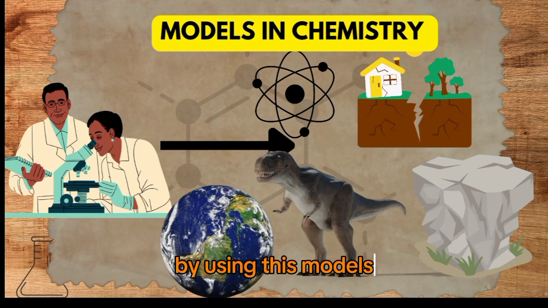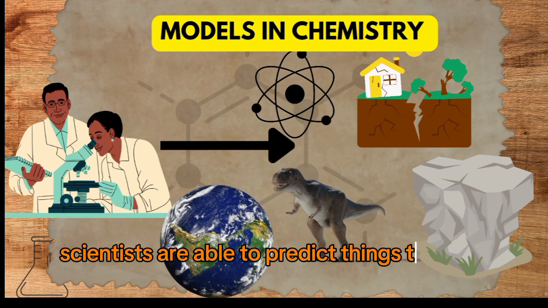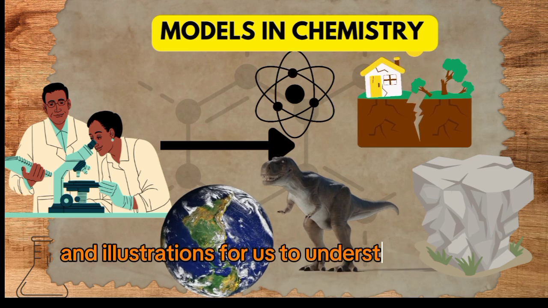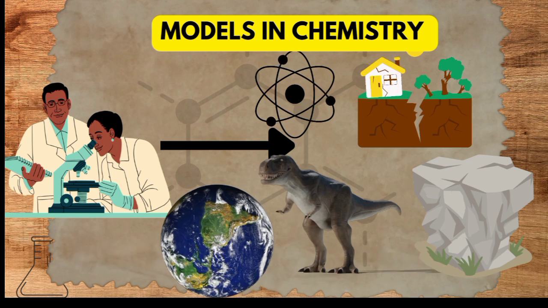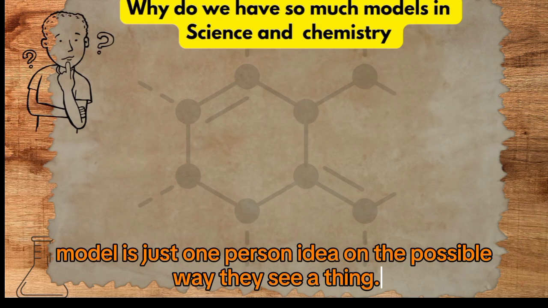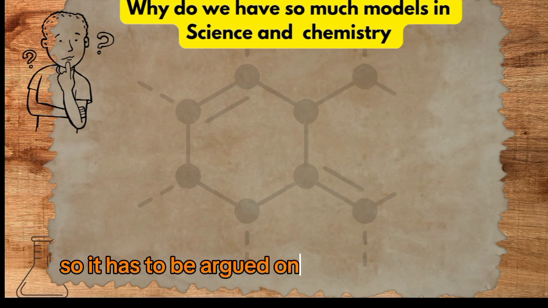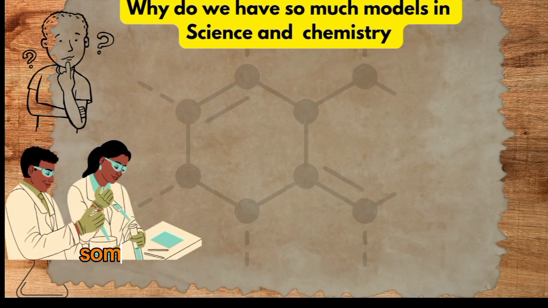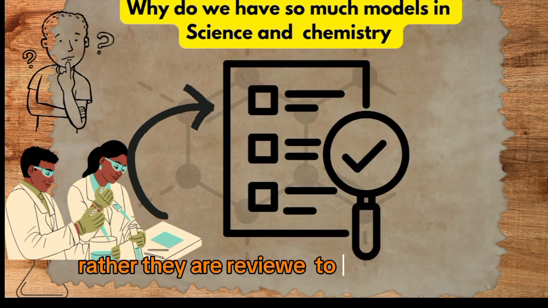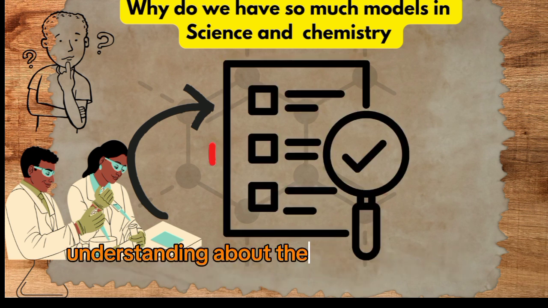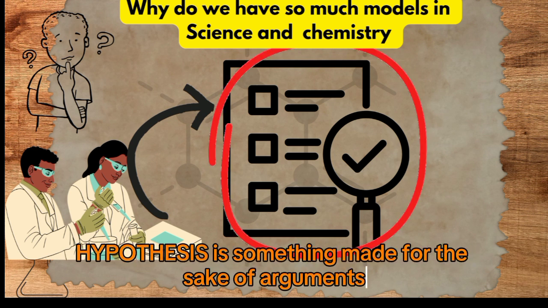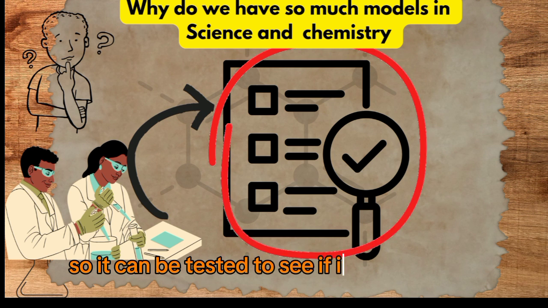By using these models, scientists are able to predict things through charts, pictures, diagrams, and illustrations for us to understand our world better. A model is just one person's idea of the possible way they see a thing, so it has to be argued on and deliberated on. Some models that are not in use are not really thrown away. Rather, they are reviewed to improve one's understanding about the world or used as a hypothesis. A hypothesis is something made for the sake of argument, so it can be tested to see if it's true or not.